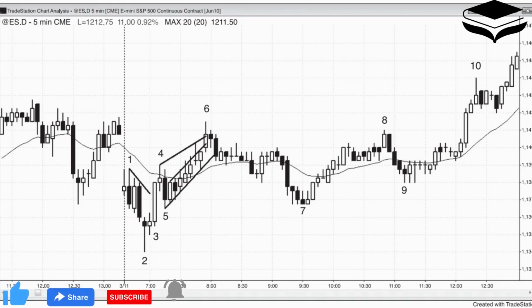Price action. Figure 3.1. Breakouts, trading ranges, and tests.